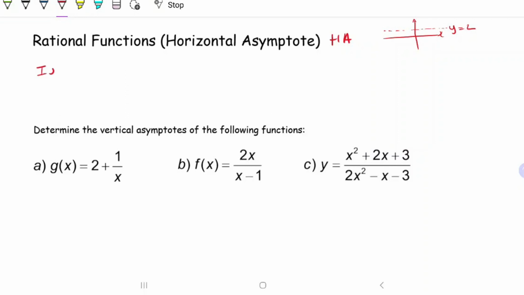If the limit as x goes to either positive or negative infinity, you can choose positive infinity for our purposes, that will suffice. If the limit as x tends to positive infinity of f of x gives us a number L, we say that the horizontal asymptote is given by the equation y equals L. That's what the horizontal asymptote gives us.